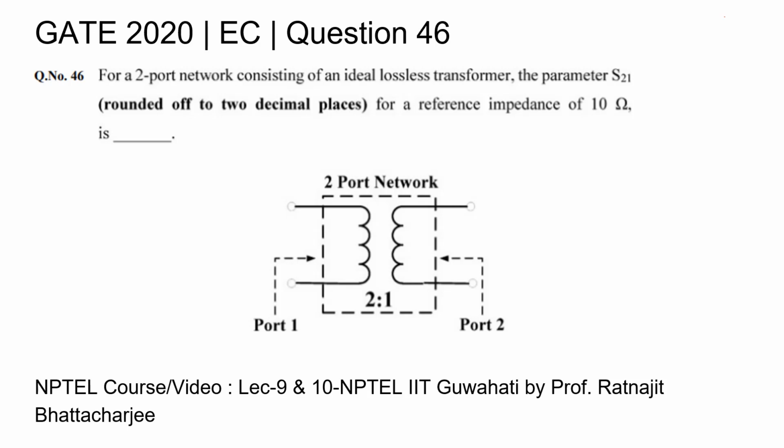Hello everyone. This question was asked in GATE 2020 Electronics and Communication paper as question number 46, and it pertains to electromagnetic theory. In this question we are given a two-port network, and here we have a transformer with the turns ratio 2:1. We are also told that the reference impedance of 10 ohm is given, and we are required to find the S21 parameter of this two-port network.